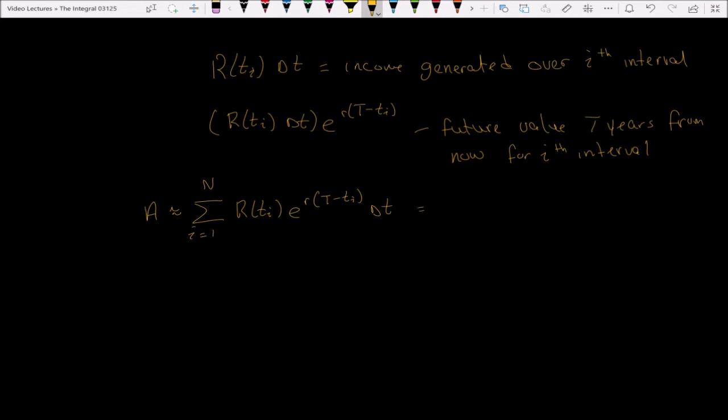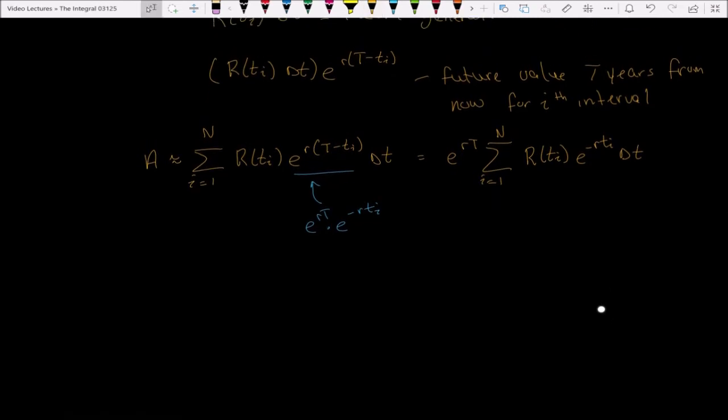Using properties of exponents, we can write this piece as e to the rT times e to the negative r t sub i. And that allows us to write the sum now as e to the r capital T, since that is constant with respect to the sum, times the sum i equals 1 to capital N, R of t sub i, e to the negative r t sub i, delta t. Now this is a Riemann sum.